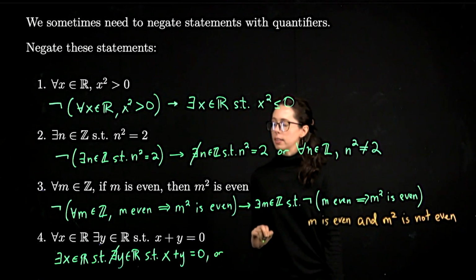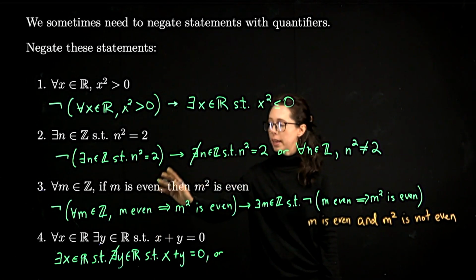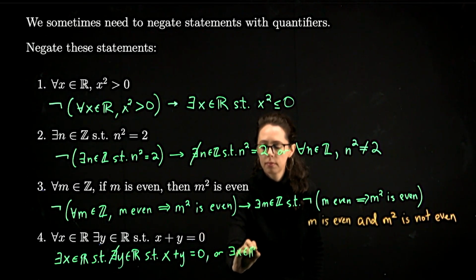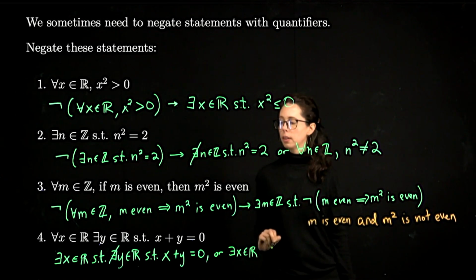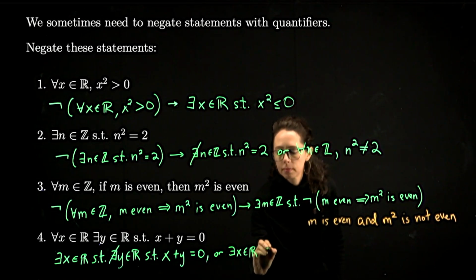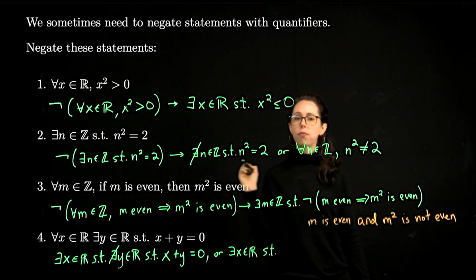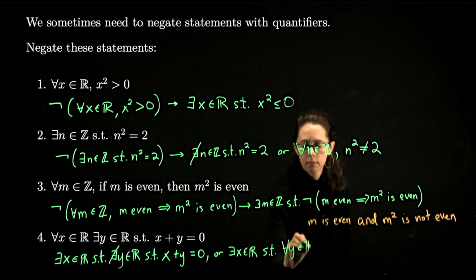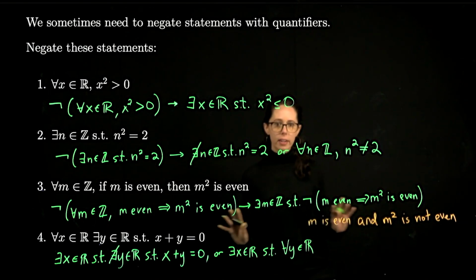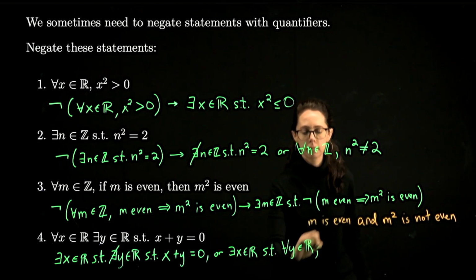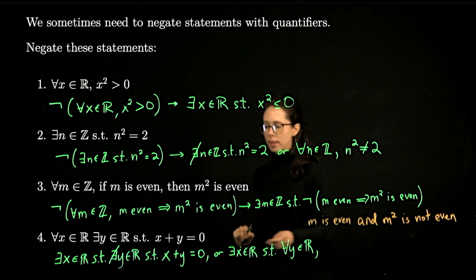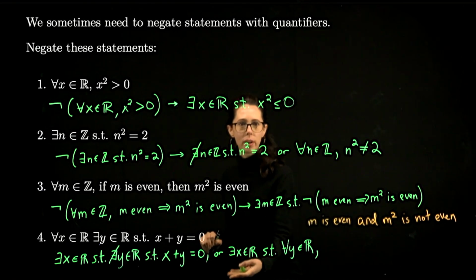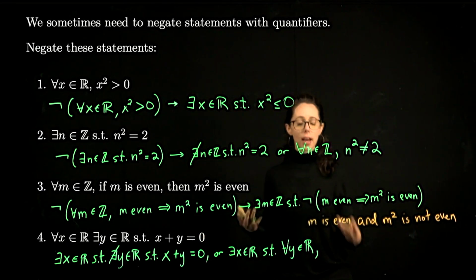So the other way to negate the original expression is to say there exists an X from the set of real numbers such that for all Y, Y is not the additive inverse of X. So it's like for all Y, it is not true that X plus Y is 0. The nice way to say that is X plus Y is not 0.